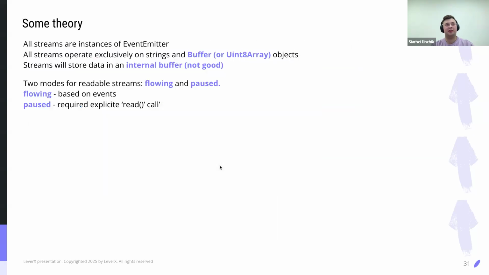And the difference with the paused stream is that we need to explicitly call a specific function to get the data from the stream. So we won't receive the chunk as soon as it is ready in the stream, but rather we explicitly specify the moment when we want to read the stream. So those are the two main differences between those two modes.